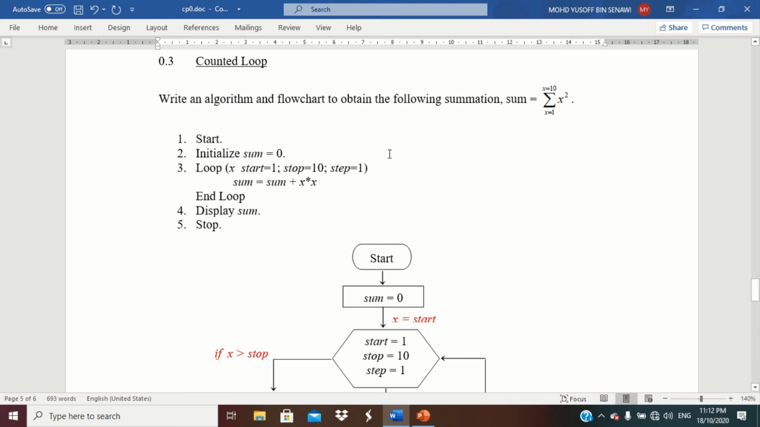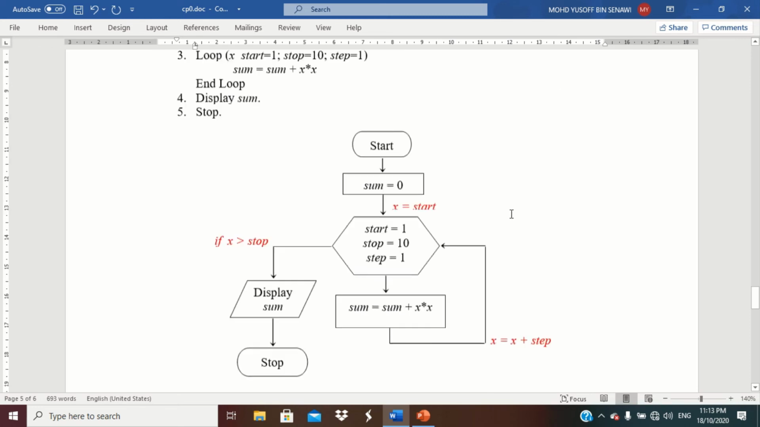Start, initialize sum to 0. Loop, x is going to start from 1 to 10. Each loop, increment x by 1. If x is greater than 10, then exit the loop. So inside the loop, we add the latest value of x squared to the previous value of sum. So at the end of the loop, we have the cumulative sum.